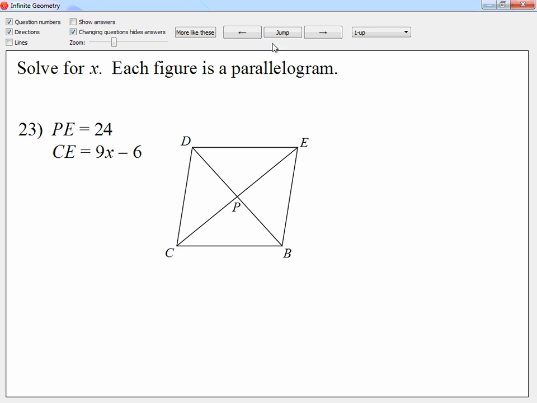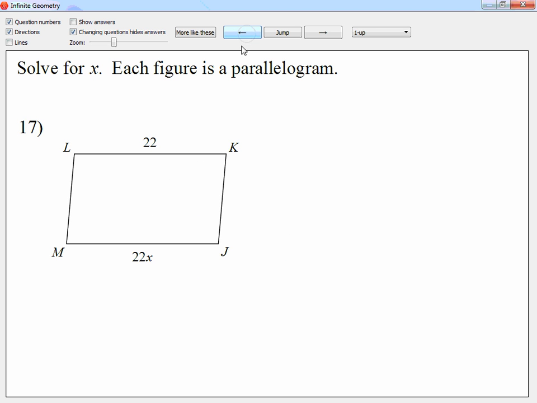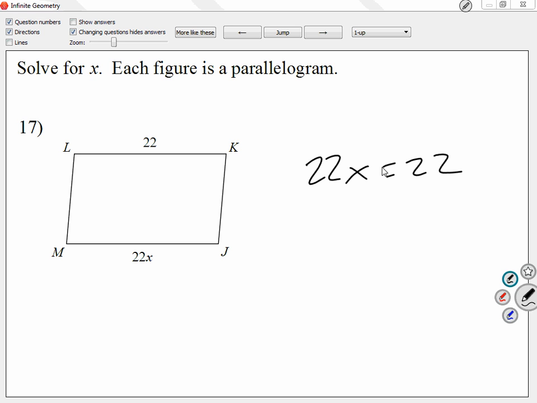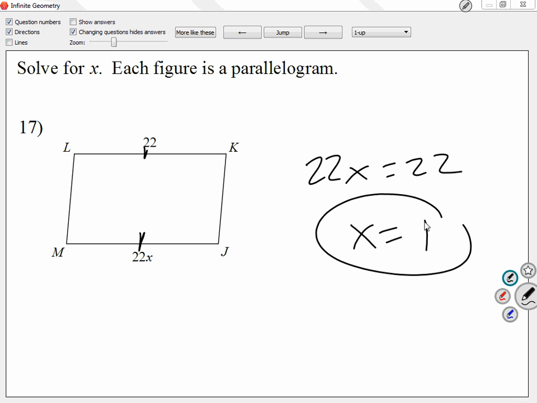17? Alright, for 17, I'm going to say 22x is equal to 22. This bottom side is equal to the top side. 22x equals 22. What's x? 1. We divide both sides by 22, so x equals 1. Any other questions up until 22?